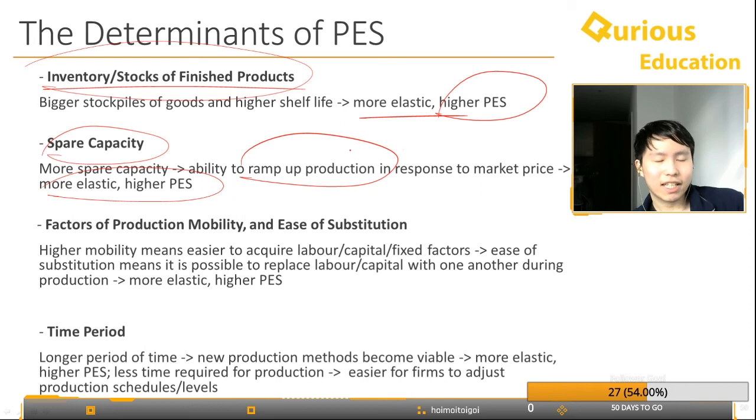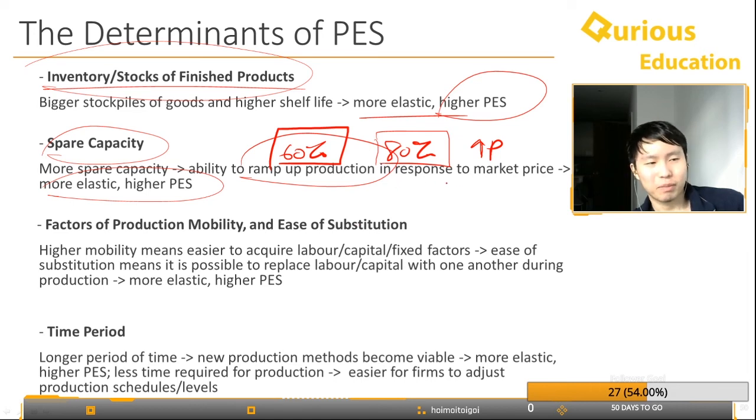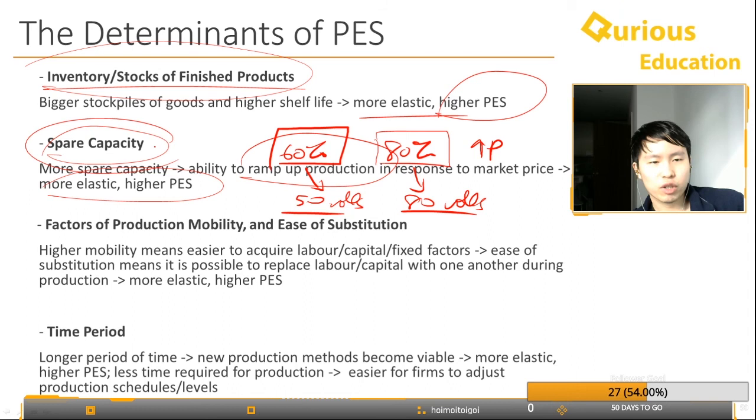So what do I mean by that? Let's say your toilet paper factory is only producing at 60% capacity. When the market price goes up for toilet paper, you can quickly increase production to 80% or 100% of your factory. So in this case, you might be able to produce more rolls, right? And therefore, you would be more flexible and more responsive to the change in the market price. So having more spare capacity would make the price elasticity of supply more elastic.